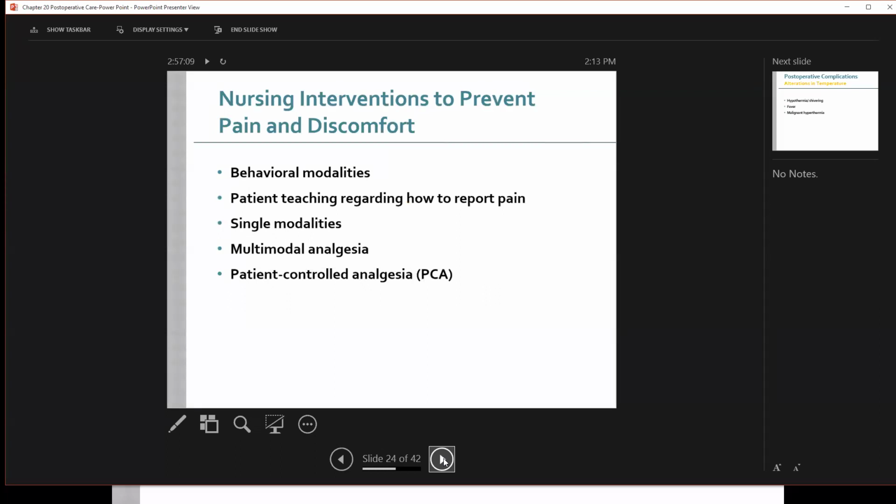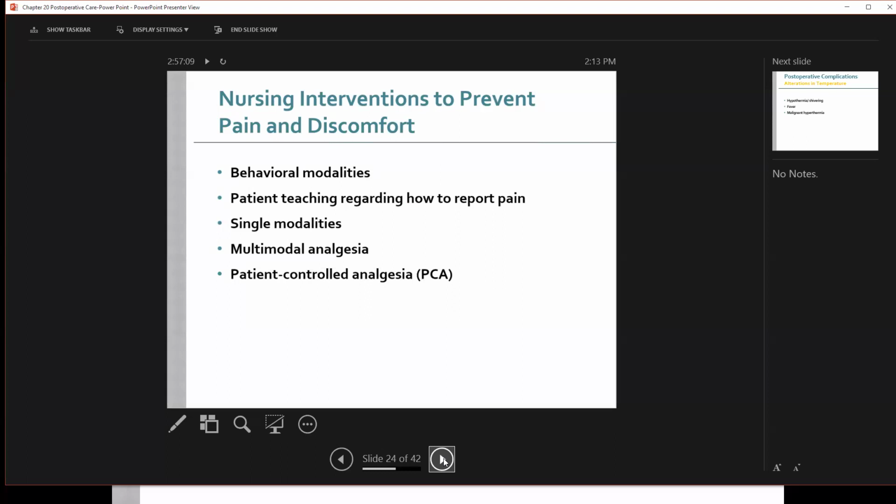Interventions include a plan for pain control that started at admission preoperatively. Patients are taught to report pain and how it will be managed postoperatively. Single pain control modality may be used postoperatively. This is only one type of medication and one administration type.